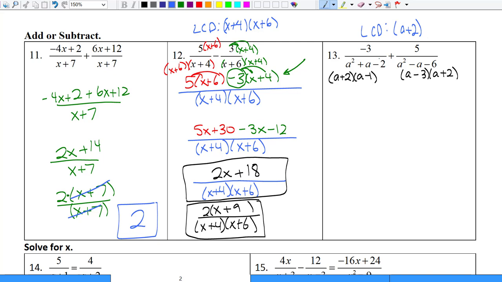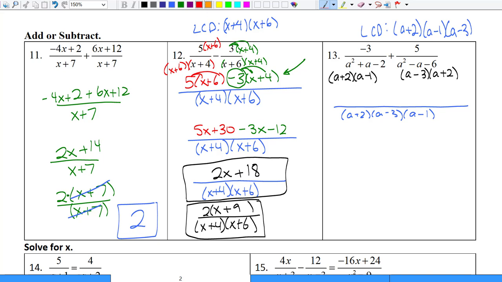So on the first fraction, I need an a plus 2 and an a minus 1. So the least common denominator gets those. Now on the second fraction, I need an a minus 3 and an a plus 2. Well, because I already have an a plus 2, I'm not going to rewrite that. All I'm going to do is add the next factor that I also need. So my least common denominator is going to be a plus 2, a minus 3, and a minus 1. And it doesn't really matter what order you have those in, just as long as you have all of them.